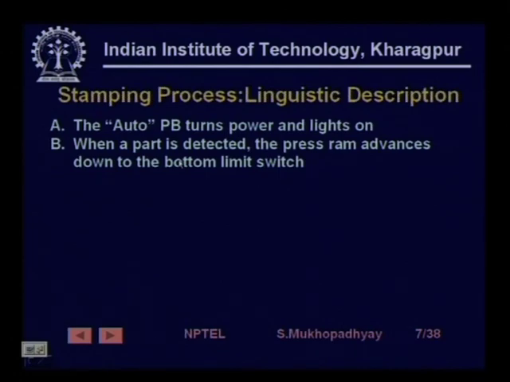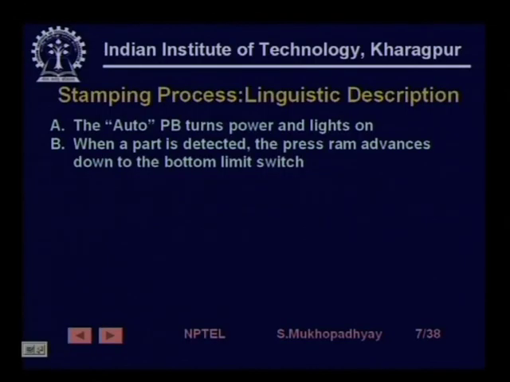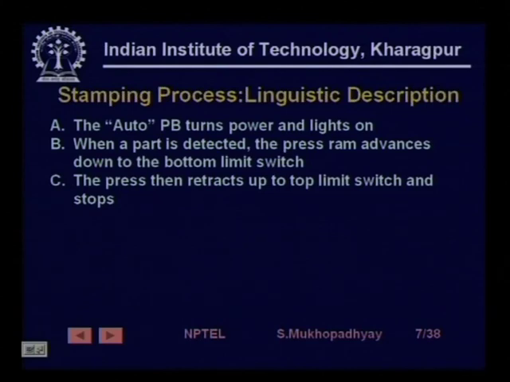The press ram, the heavy piece which will move and make a stamping, advances down and it will stop once it makes the bottom limit switch. So that is again a sensor, and you must have actuators to make the ram move down. Then the press retracts up to the top limit switch and stops. So it makes a stamping and stops.